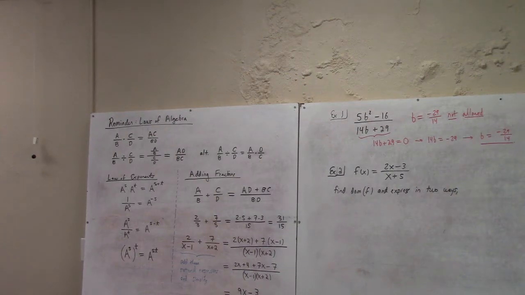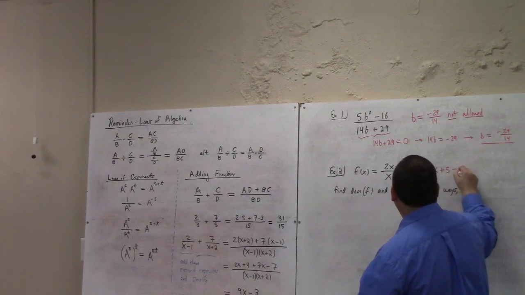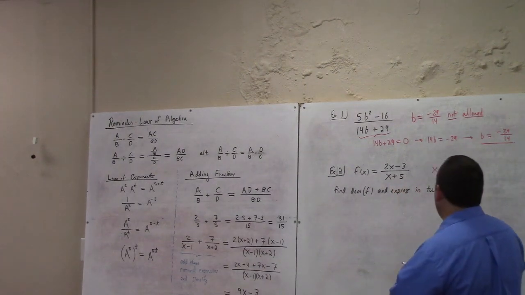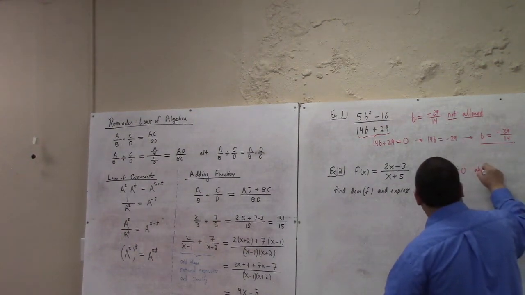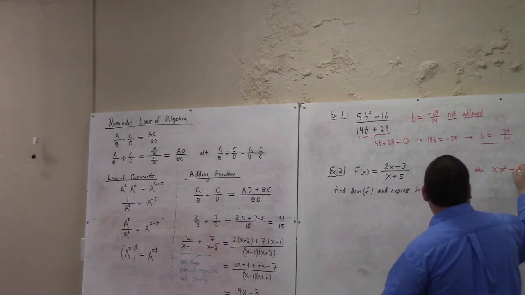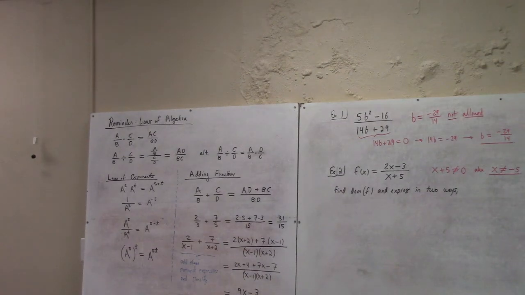How about exercise 2? So we need x plus 5 not equal to 0, right? We cannot have x plus 5 be 0. So, yeah, x not equal to minus 5. Now, the question asks us to write it in set builder notation, right? To express the domain.